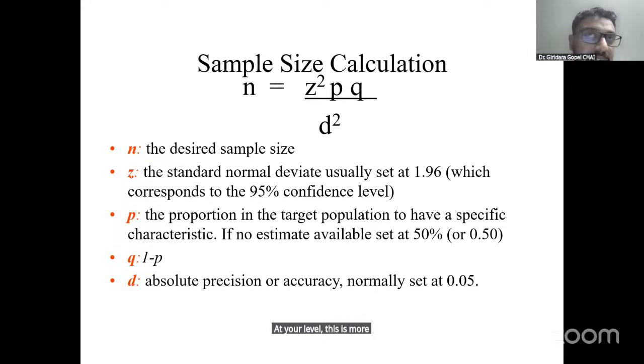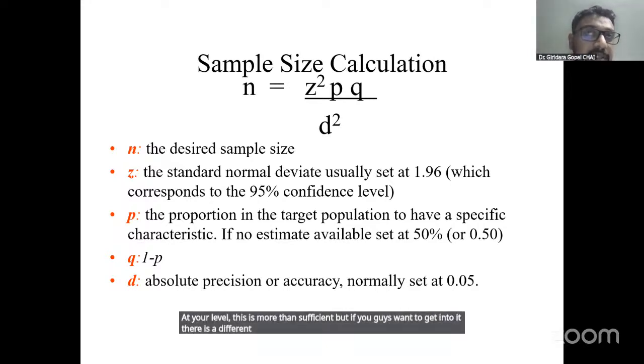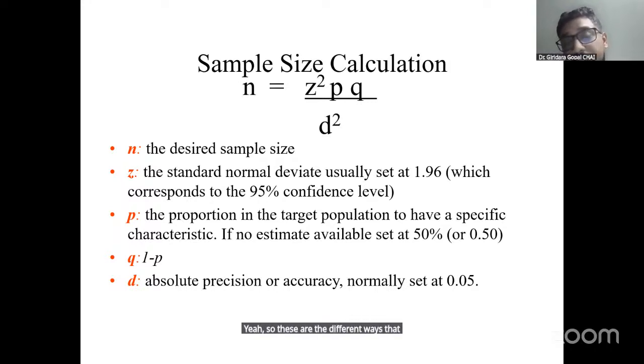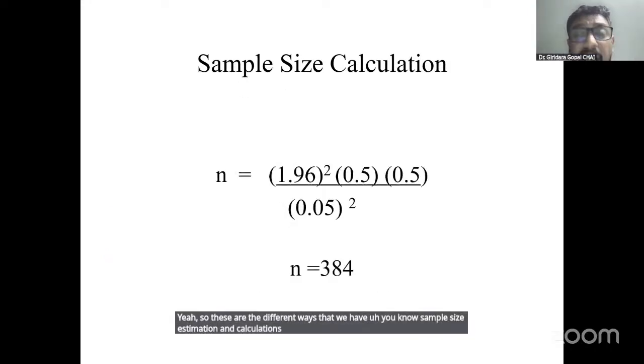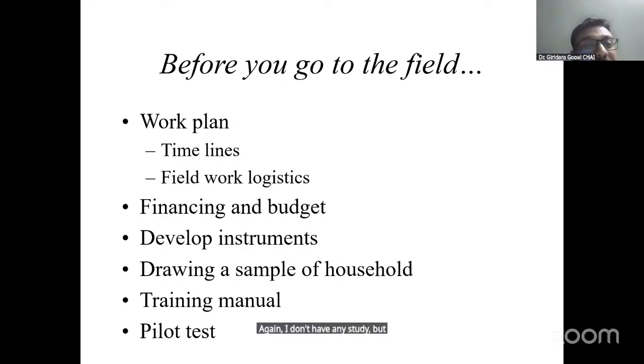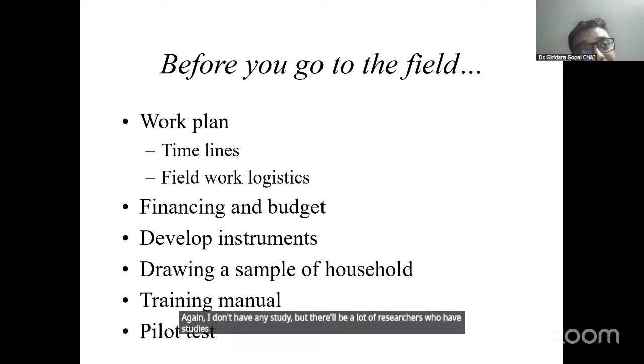But if you want to get into it, there is a different sample size estimation for case control, for cohorts, for RCTs, for validation studies, for one-sided hypothesis, for two-sided hypothesis, and also for cluster based samples. This is the thing that you need to have in mind, should you plan to be in research. I don't have any study, but there are a lot of researchers who have studies going on in their place. And if you want to do some assistantship, usually this is what we do.